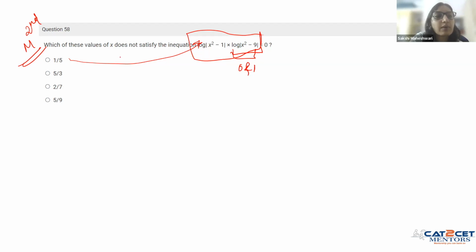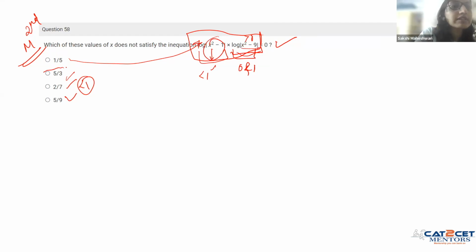If we put 1 by 5, then 1 by 5 squared would be less than 1, and hence this will be less than 1, and this will obviously be greater than 1 because 1 by 5 squared is less than 1. So this condition is satisfied, right? If we go for 5 by 3, let's see for all these options, these are less than 1. So this will always be less than 1 and this will always be greater than 1, right? Are you getting it?